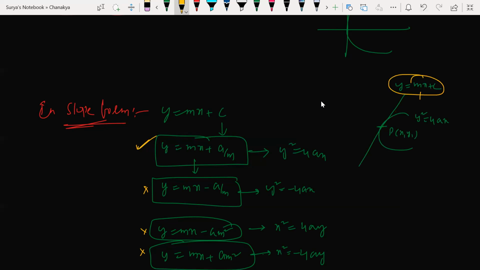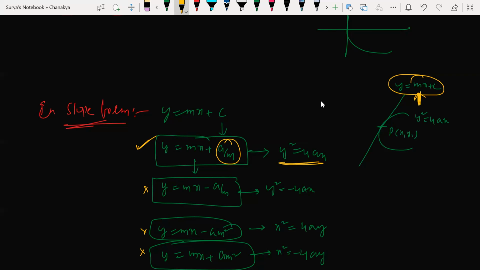This is slope form or not? y is equal to mx plus c is a slope form of a straight line. So I'm using that. So from that I'm getting y is equal to mx plus a by m as my tangent equation of this parabola. Sir, how did you get that a by m? That is a big story.